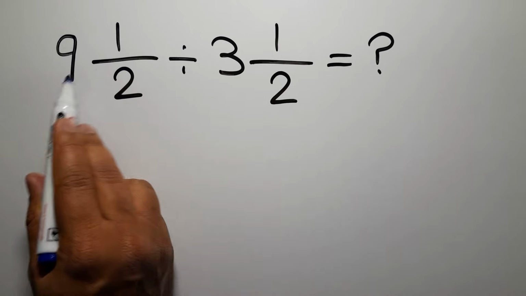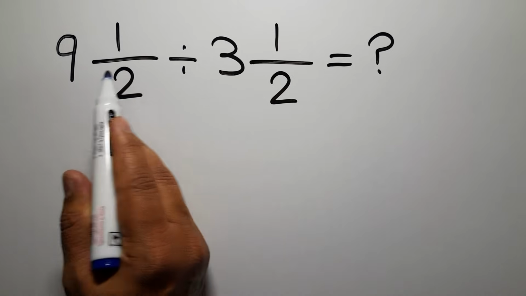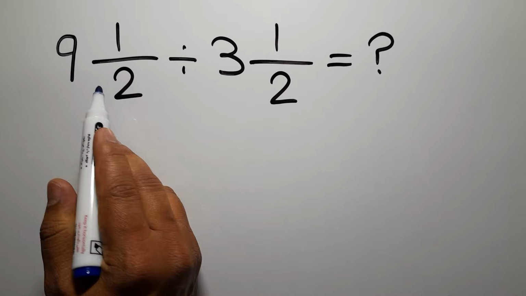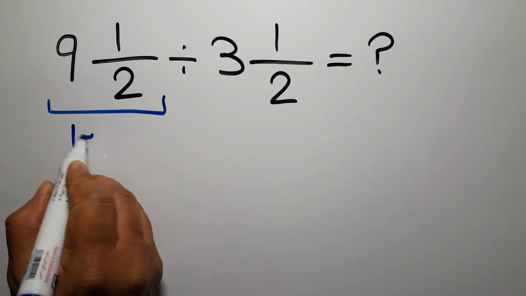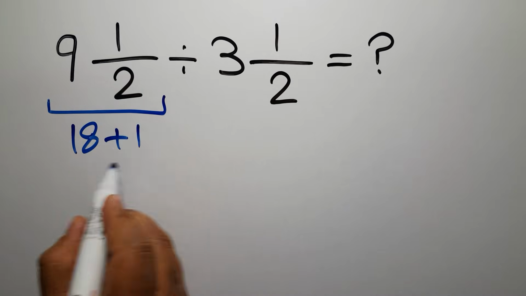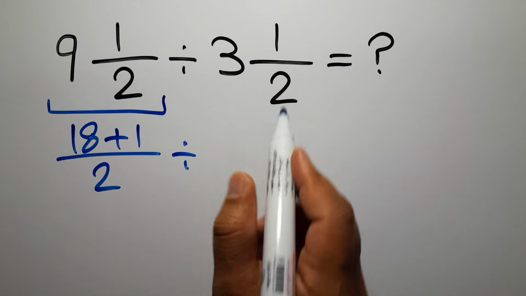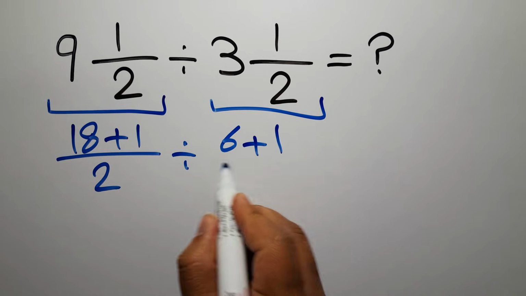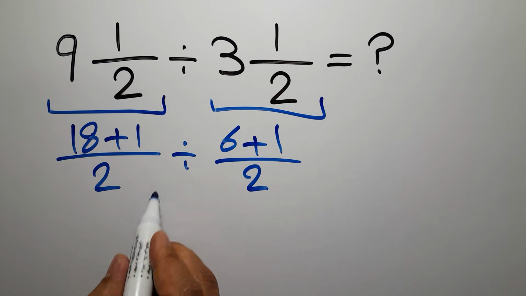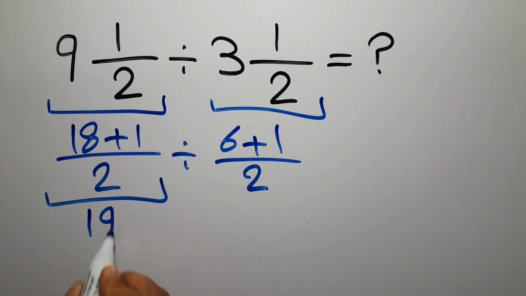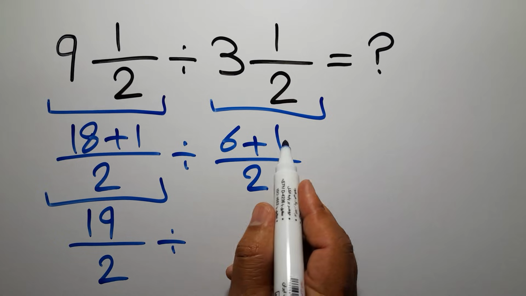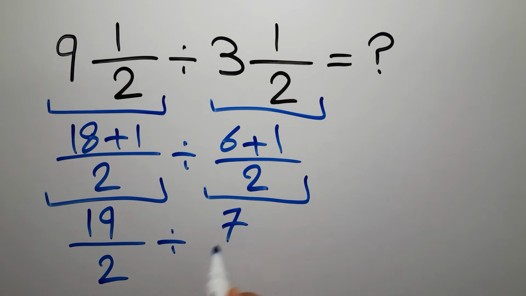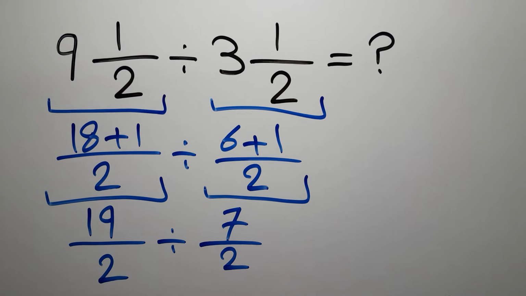First of all, let's convert these two mixed numbers to improper fractions. 9 times 2 gives us 18, so 18 plus 1 over 2. Divided by 3 times 2 gives us 6, so 6 plus 1 over 2. 18 plus 1 gives us 19, so 19 over 2. Divided by 6 plus 1 gives us 7, so 7 over 2. Now, this fraction divided by this fraction.